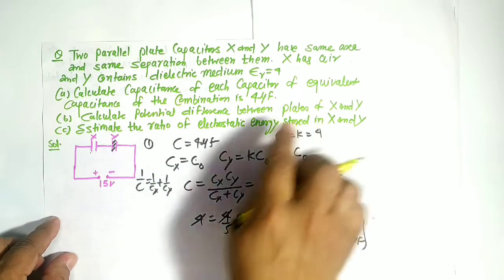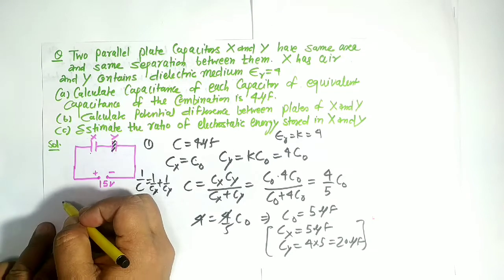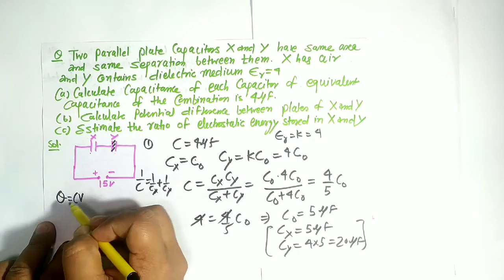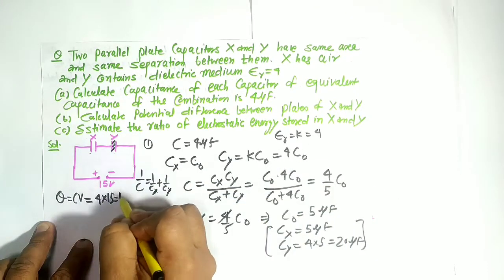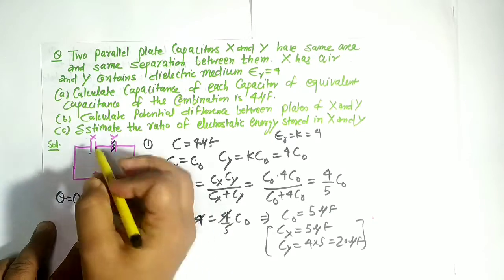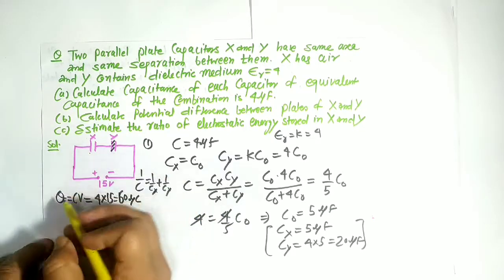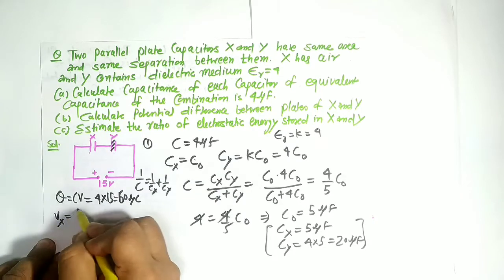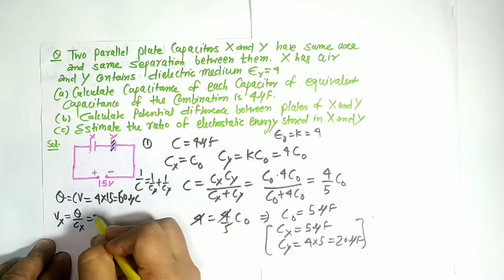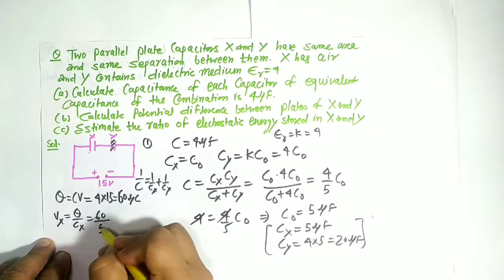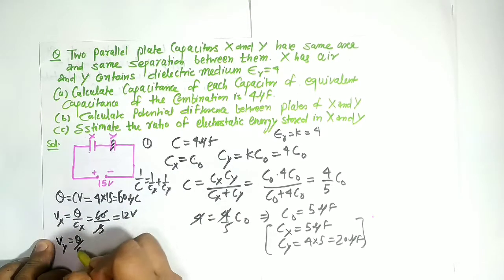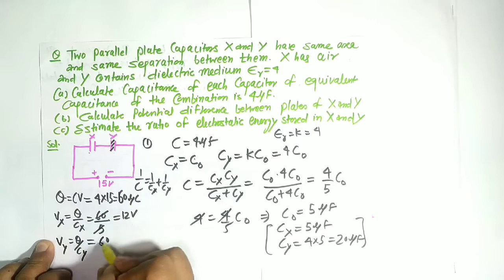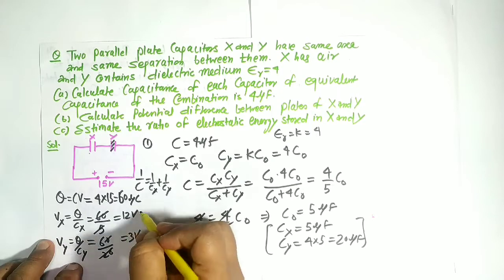And then potential difference. What will be the potential difference between the plates? Do you know what is the net charge? Net charge is C into V. So net capacitance 4 into 15 will be 60 microcoulomb. So 60 microcoulomb will go in series, you all know. So what will be the potential? Vx will be Q by Cx. What is Q? 60. What is Cx? 5. So it becomes 12 volt. What is Vy? I think you know, Q by Cy. Why? Because charge remains same. So 60 by 20 will be 3 volt. So you got the potential difference also.